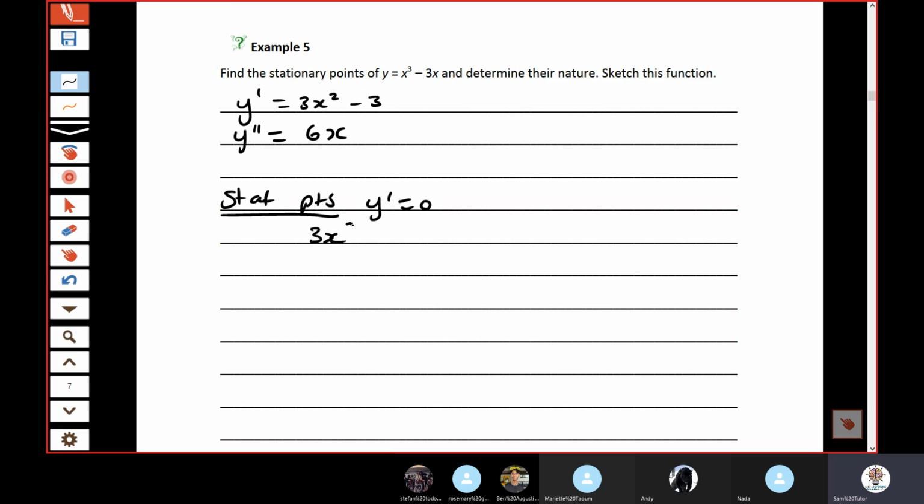Here we go. 3x squared, take away 3 equals 0. X equals plus minus 1. I'm just going to do it like this. X equals 1, x equals minus 1.